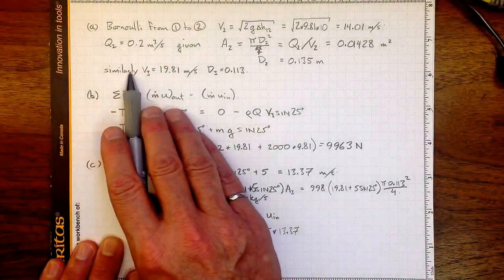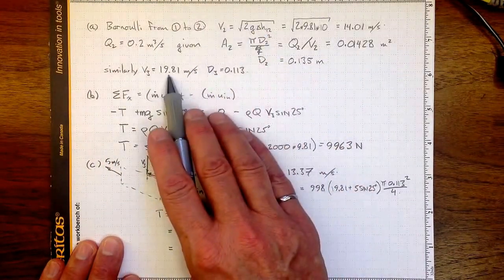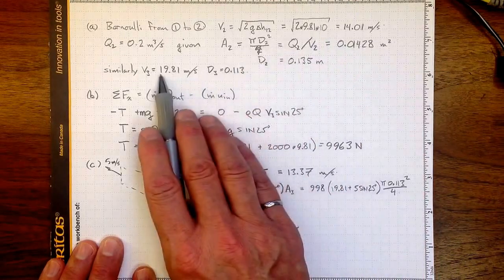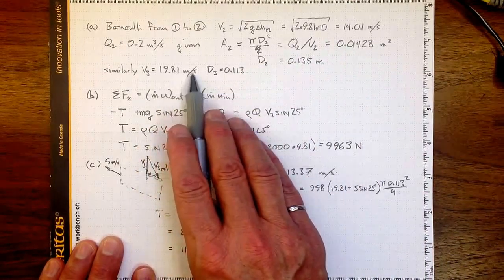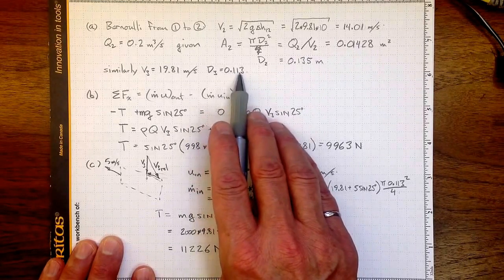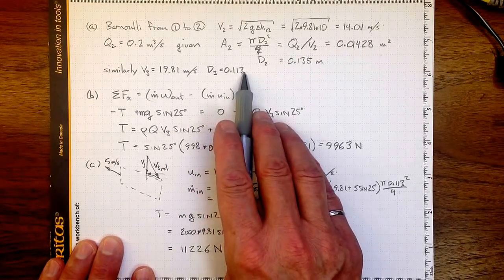We do the same thing going from 1 to 3. This will be 20 instead of 10, and we get 19.81 meters per second, and d3 equal to 0.113, so about 11 centimeters. Still quite large.